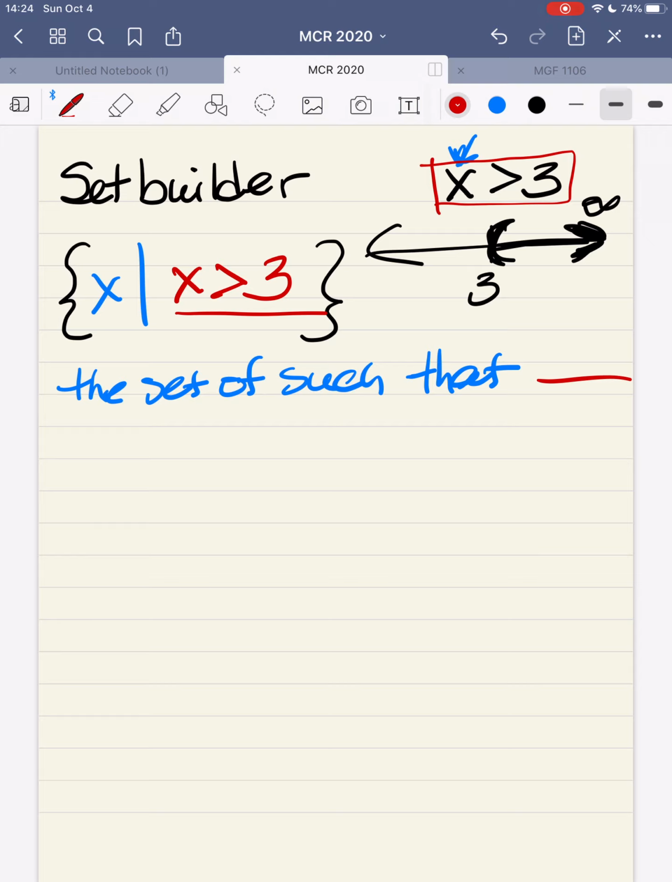Not much happened here. All we did was take our inequality and put it in this place that was set aside for it. So no problem there. Okay? Then we're going to go ahead and look at something called interval notation.